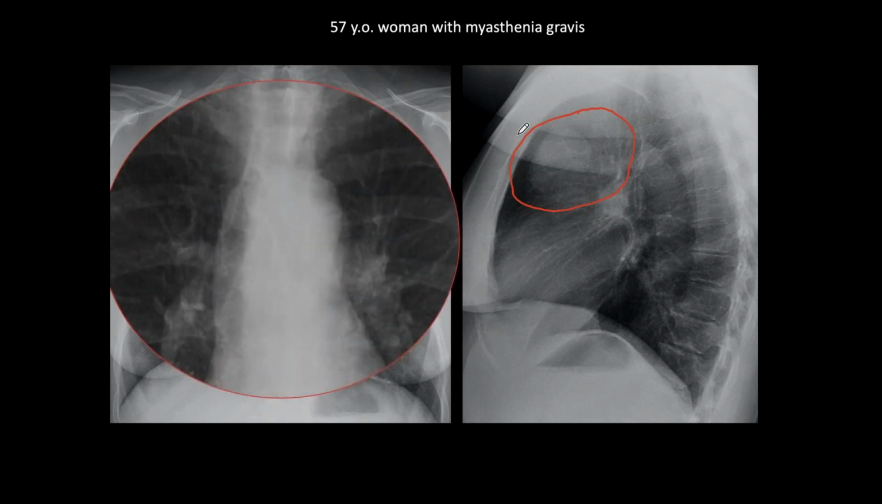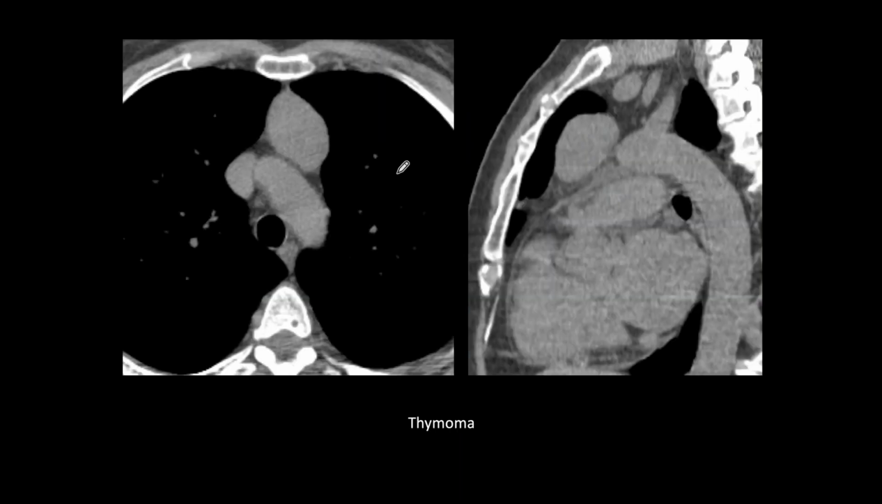Now, in retrospect, when we look at the PA view, we see what I mentioned previously. There is a double contour of the aortic knob, and that indicates that there is a mass in front or behind. But this finding was overlooked in the initial examination, and it was discovered when the lateral view was done. CT, of course, demonstrates a large mass in the anterior mediastinum, which happens to be a thymoma.